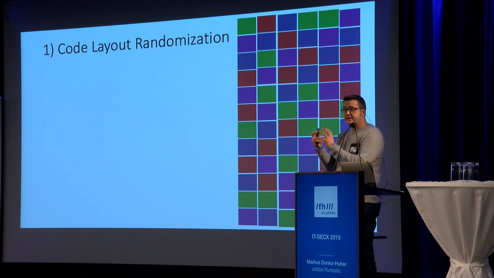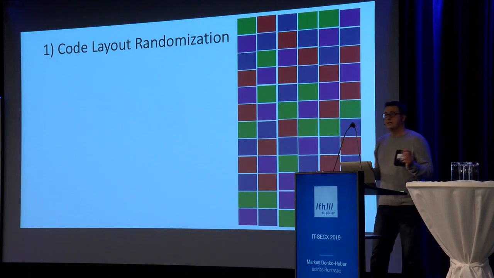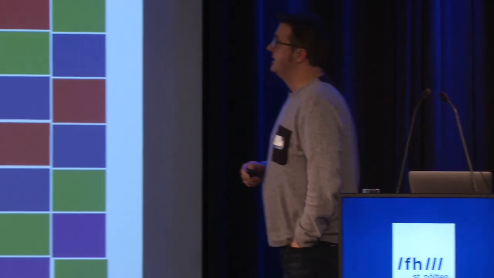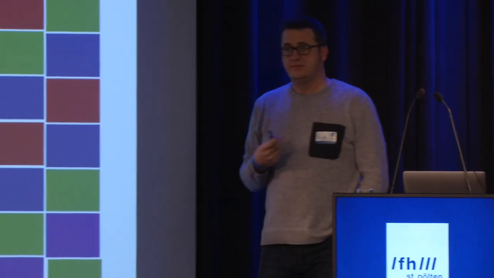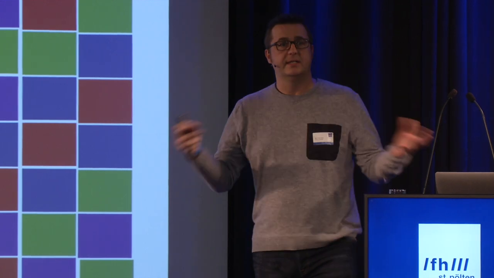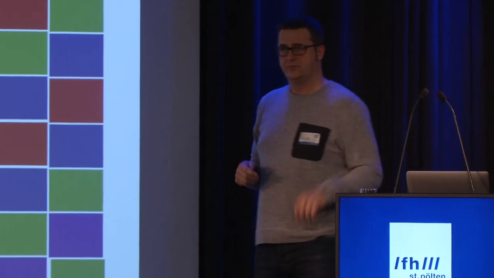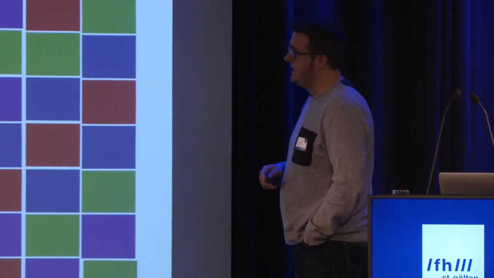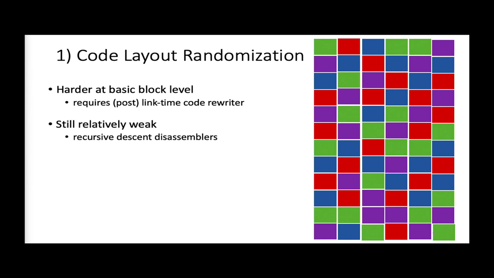We can try to mix individual basic blocks of individual functions and completely mix them in our binary. This is more complex, so we do randomization at the basic block level. Your standard linker cannot do that. But if you have a rewriting tool that rewrites your binary code, this is perfectly possible. It's still relatively weak, however.